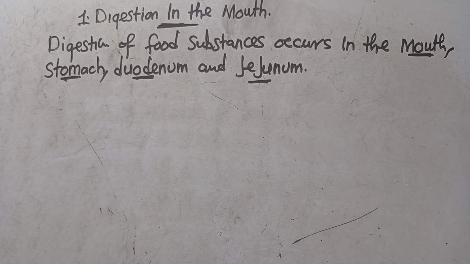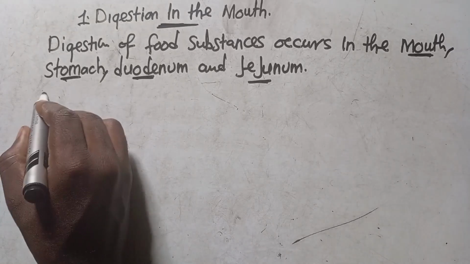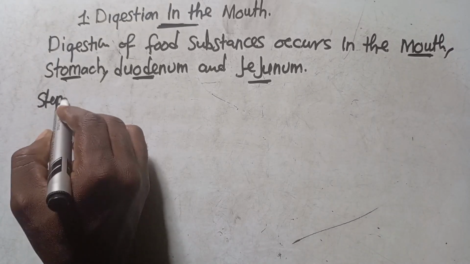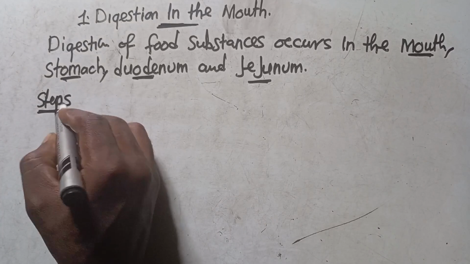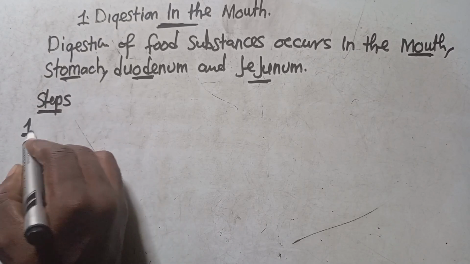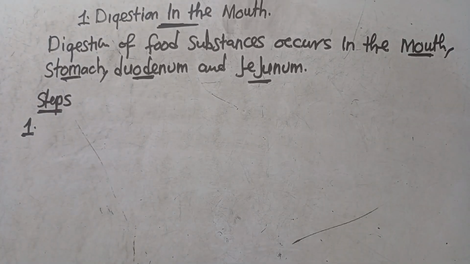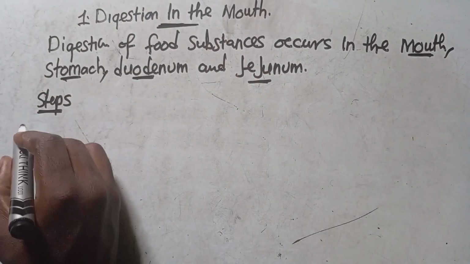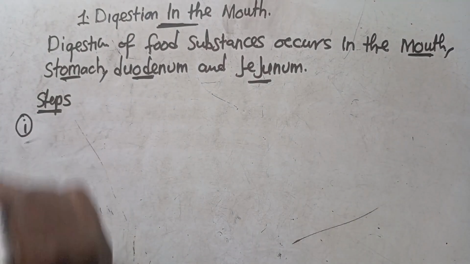The stages that are involved. So the first step that gets to be involved. Let me tell you the steps that are involved. Before you answer any question in an exam, you need to understand the steps. So this is in the mouth. Let me use Roman numerals so that I don't confuse you.